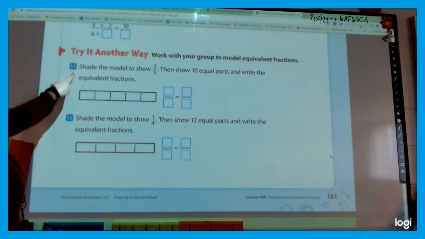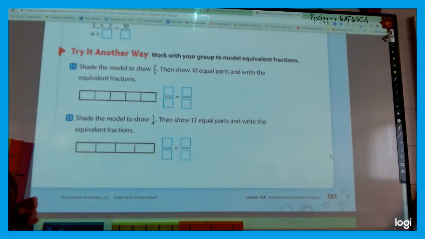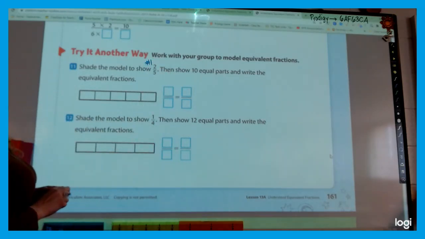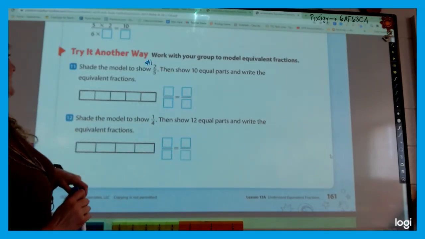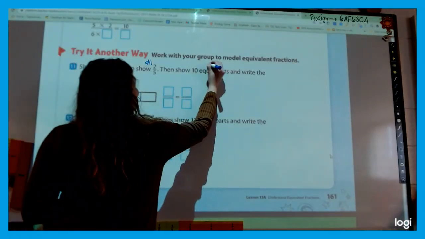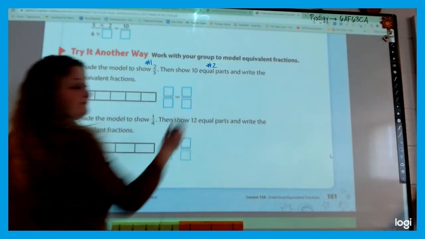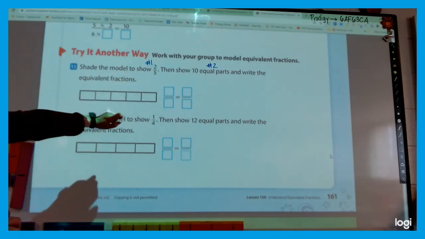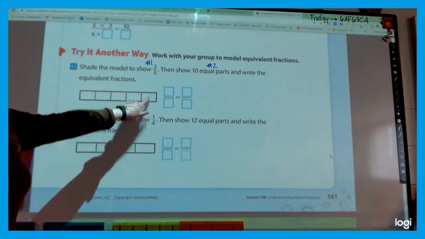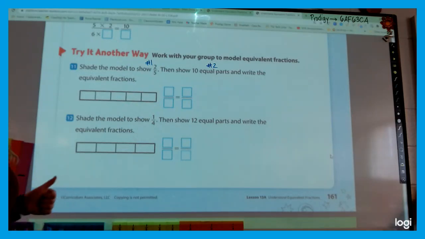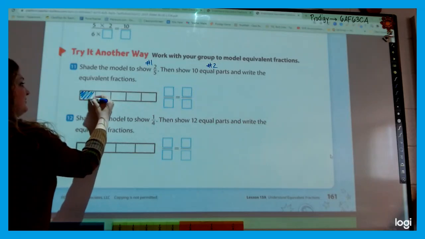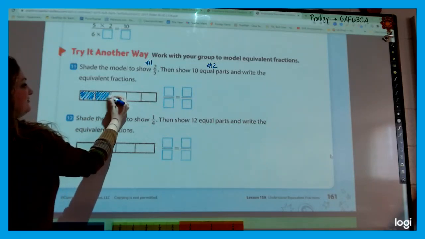So number 11 asks us to shade the model to show 2/5. So that's step number 1. Then show 10 equal parts and write the equivalent fractions. This would be number 2. Don't forget when you have more than one step. So first step, shade the model to show 2/5. It's already split up into 5 equal parts, so my denominator is taken care of. I need to show my numerator that 2 spaces have been shaded.